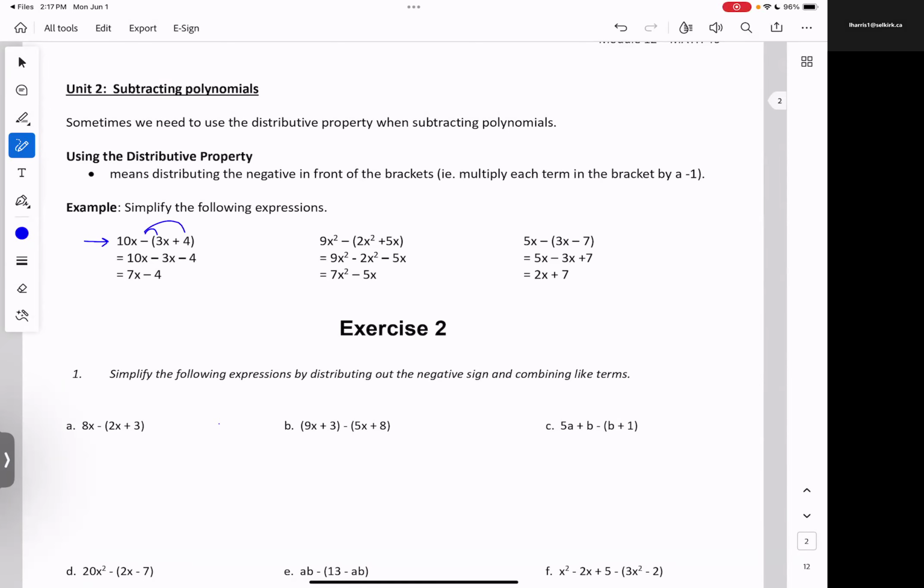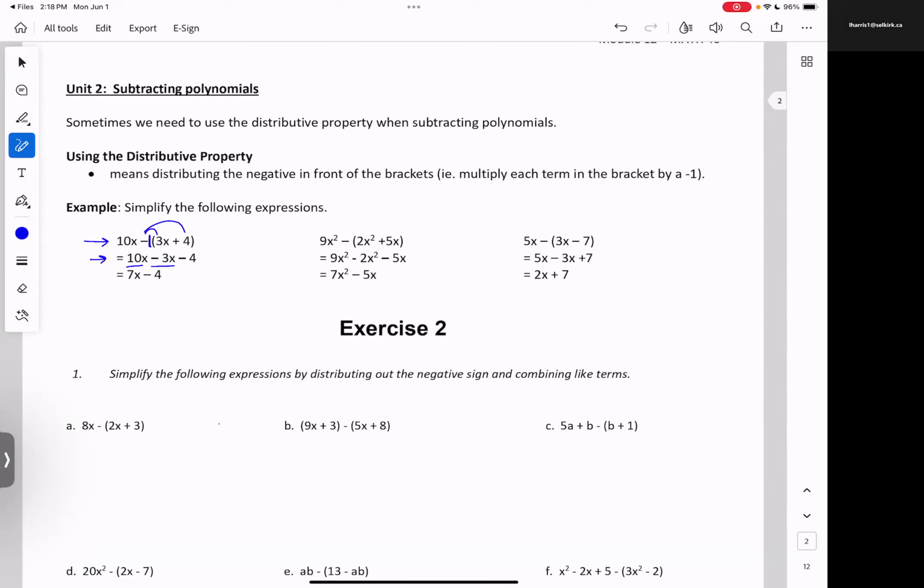Sometimes what students like to do is imagine this is a -1. We are distributing that -1. So we're doing -1 times 3x gives us the minus 3x or -3x. And then -1 times the positive 4 gives you the -4. So we end up then with 10x minus 3x minus 4. And then your last step is just to combine your like terms. So here the 10x and the minus 3x are like terms. Those can be combined to give us 7x. And then we've got that minus 4 on the end.